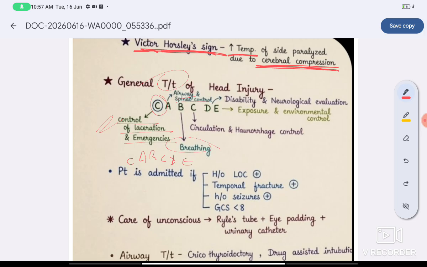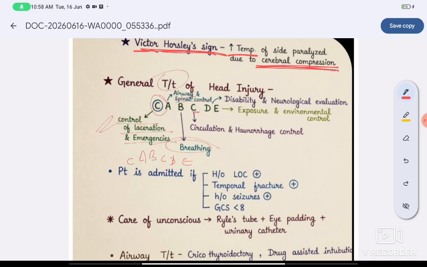Then we move to breathing. Breathing should be non-strenuous, meaning it should be without any effort. Breathing should be at a normal rate. There should be no hyperactive movements of the chest. The movements of the chest should be symmetrical. The breath sounds should be normal. All this we will talk about when we cover the chapter on trauma. Then we will learn this in detail.